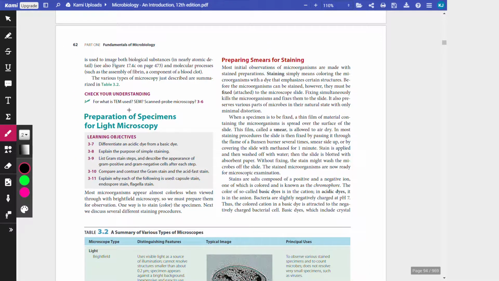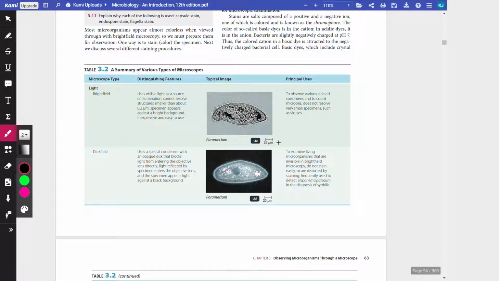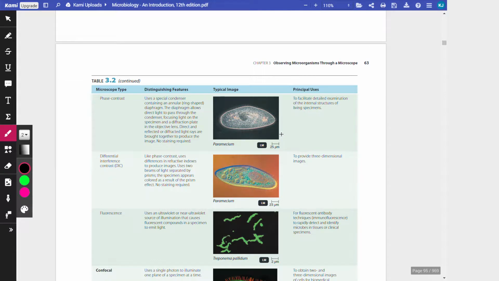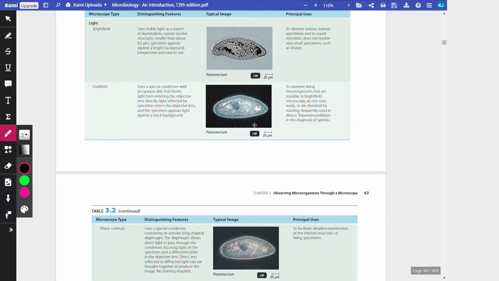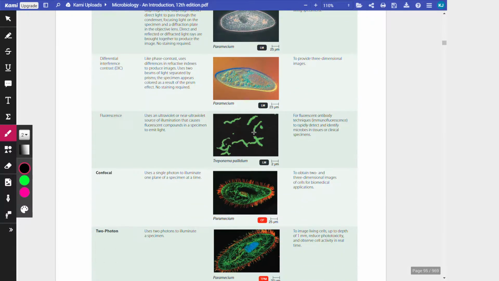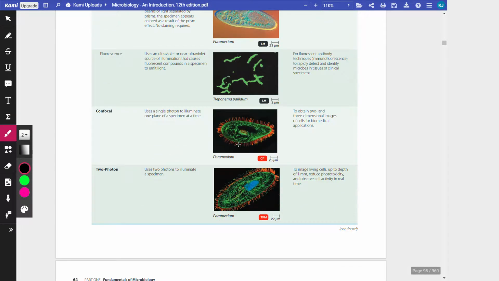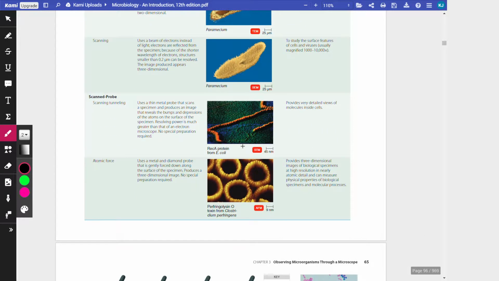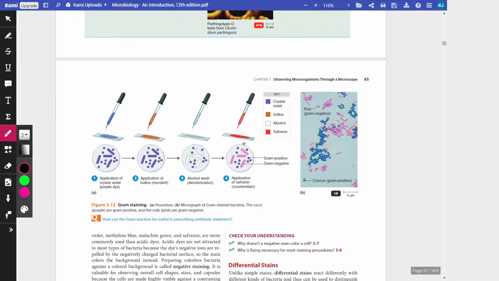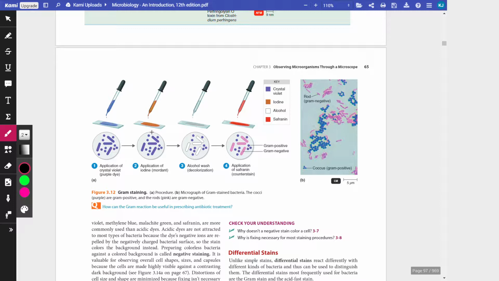So, more objectives for this section. Staining, smears, to help you learn more about your specimen. So here's a summary table of some of the microscopes we went through. Dark field, phase contrast, fluorescence, confocal, 2-photon, and scanning acoustic, transmission, scanning probe, atomic force, some gram staining. Okay, these are things you'll probably have to do in the lab if you're taking the lecture.